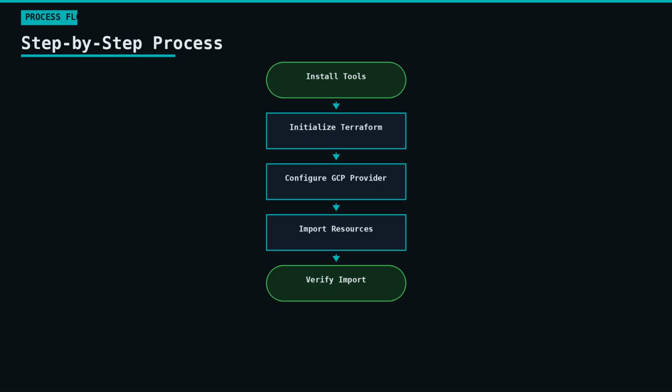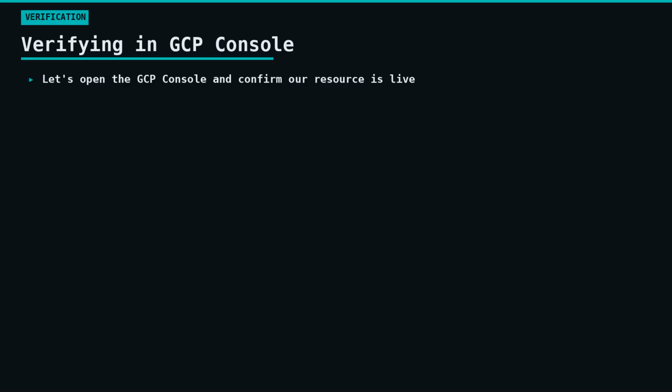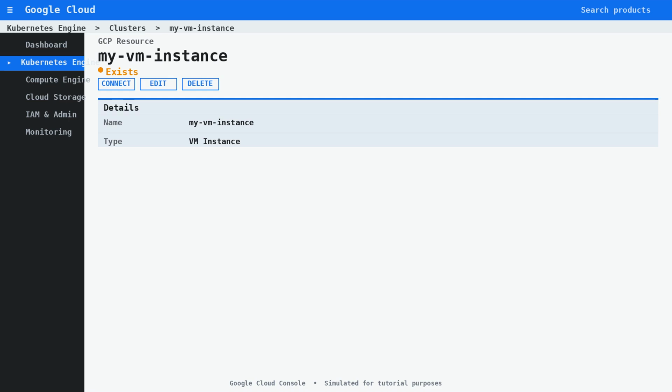To verify that your resources have been imported correctly, you can use the terraform show command. This command displays the current state of your infrastructure as managed by Terraform. Look for the resources you imported to ensure they are listed with their correct properties. You can also check the GCP console to verify that the resources exist and match the state shown by Terraform. In the GCP console, navigate to the respective resource pages, such as the VM instances or storage buckets page, and verify the details.